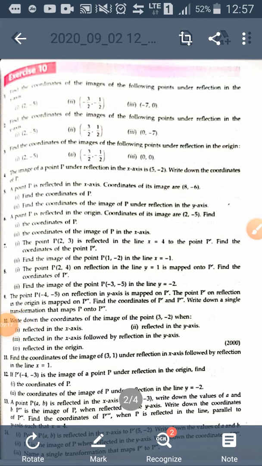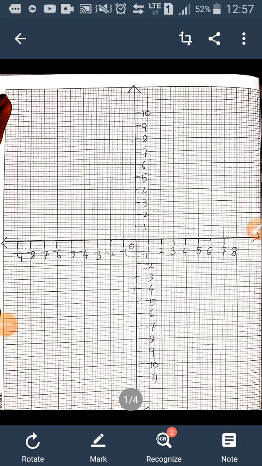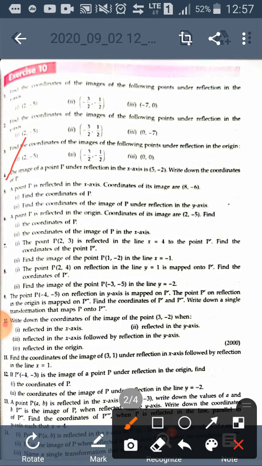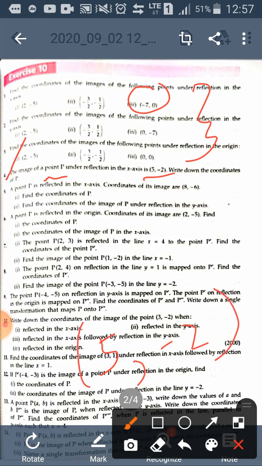Okay, so let's come to number 4, where they are telling you that the image of point P under reflection in the x-axis is 5 comma minus 2. In the previous three sums they were giving you a point and asking you to reflect it. Now they have given you the reflected point, which is 5 comma minus 2, and you need to find out who is the mirror. Yes, the mirror is the x-axis.